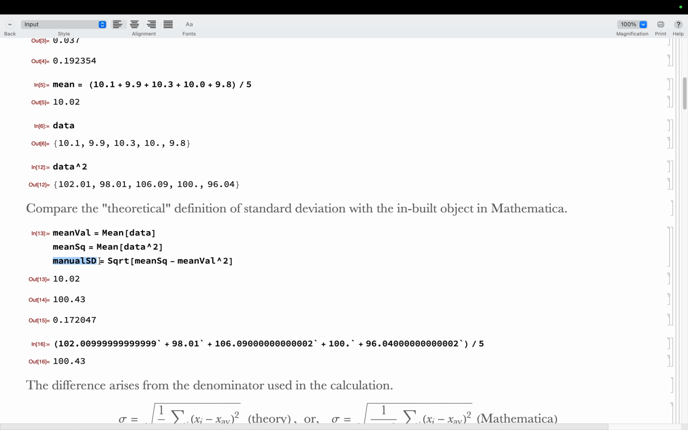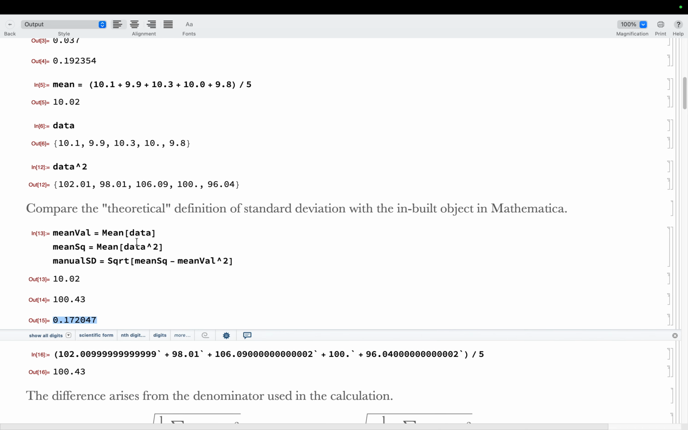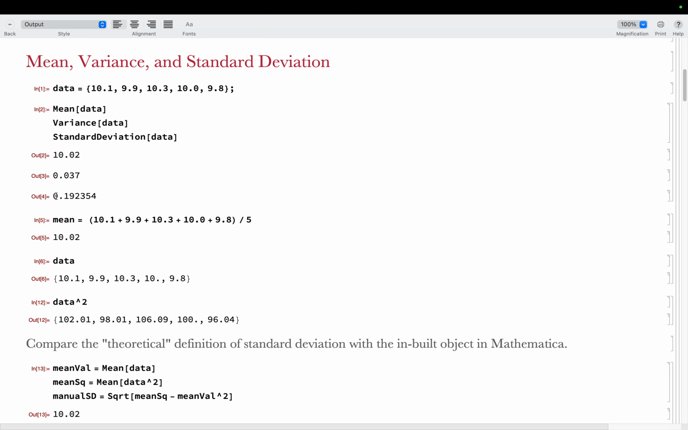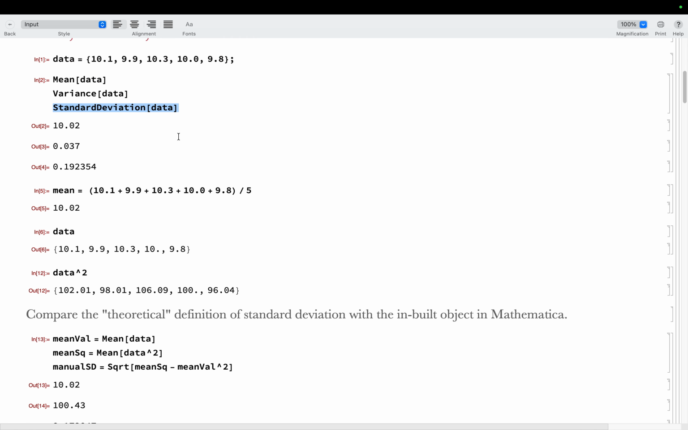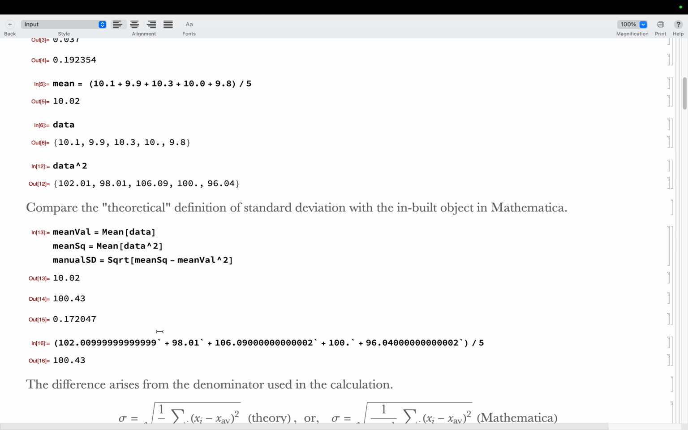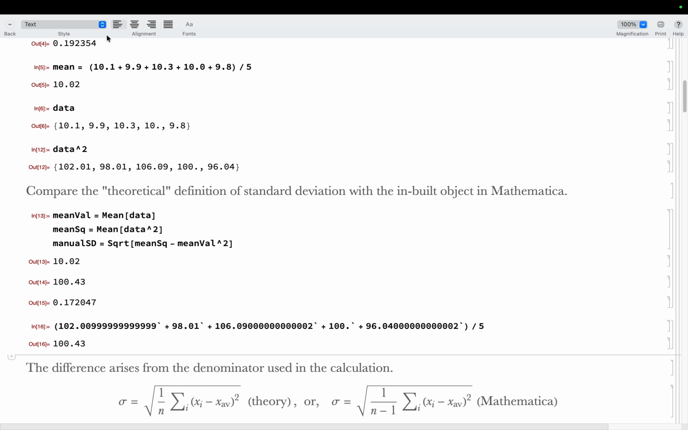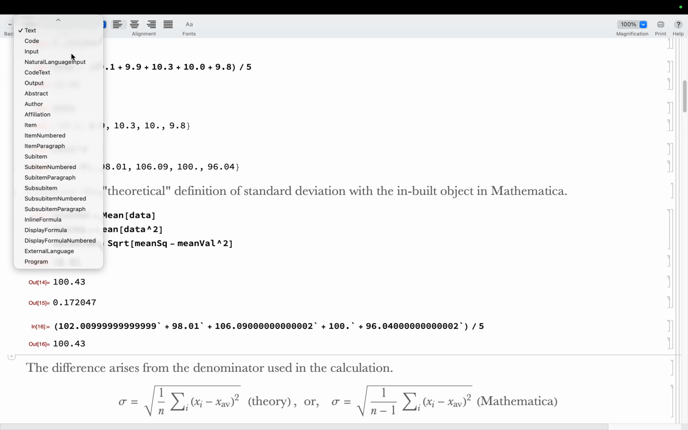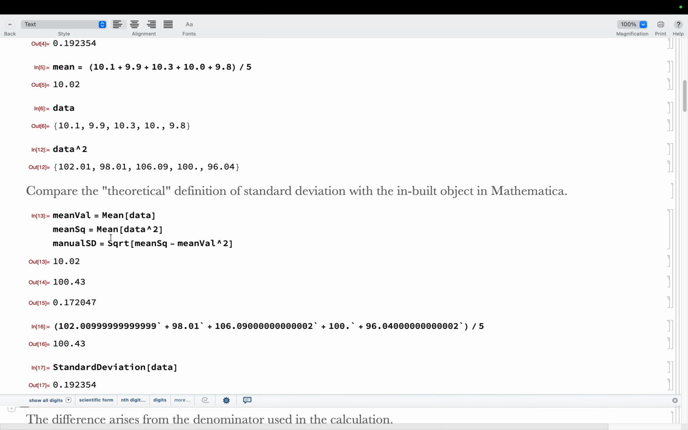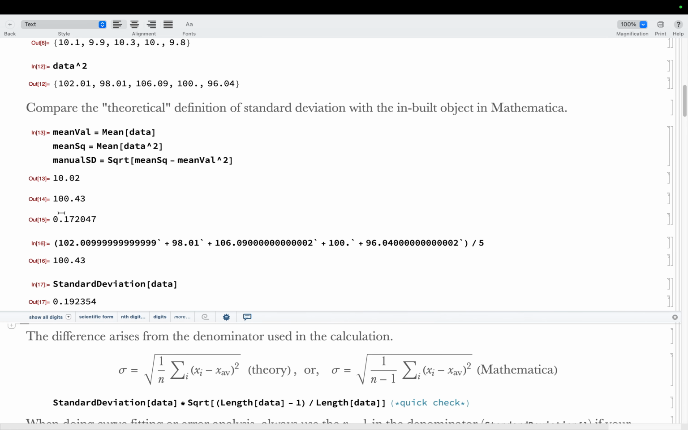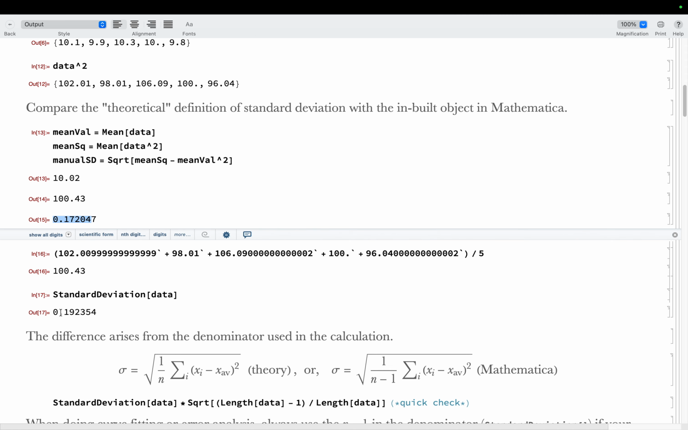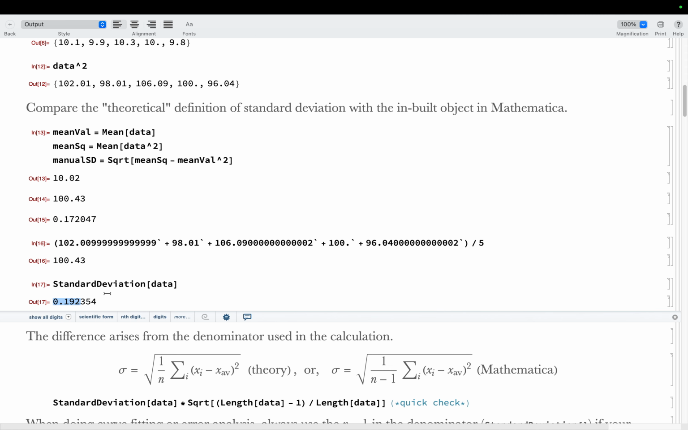And then we calculate the standard deviation manually, by using this formula. You see that we get 0.17247, but here we obtain 0.192345 when we calculate the standard deviation. You see the difference, right. You calculate by using this formula, but here it is basically 0.19235. So what is the fallacy here, right?